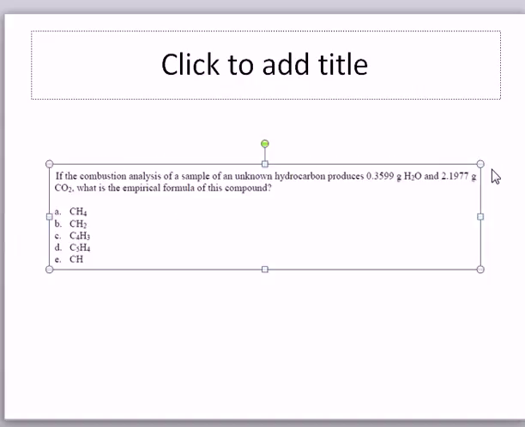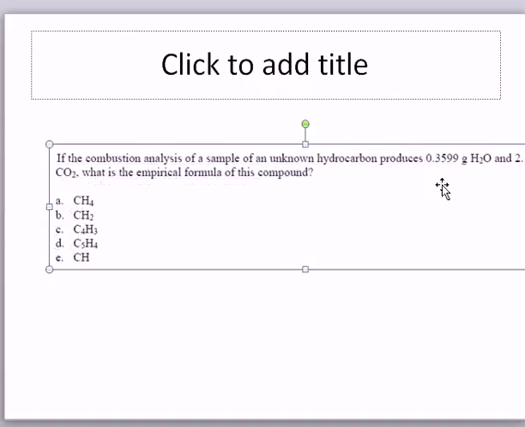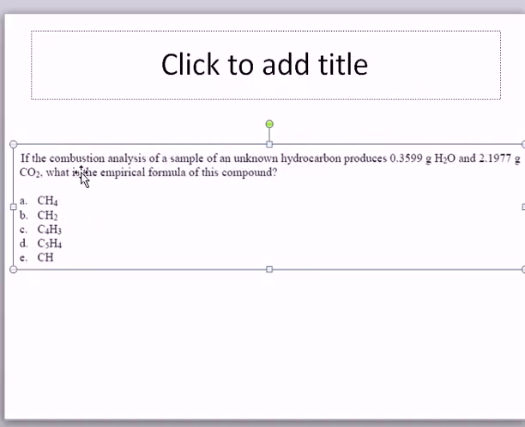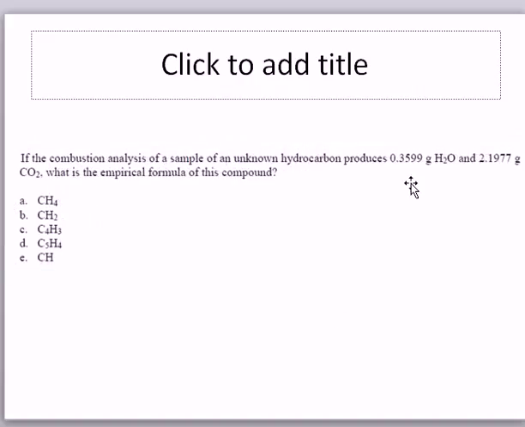Let's make this a little bigger so you can see it. Another different format here. It's a combustion analysis. Again, you're burning a hydrocarbon, so it produces water and CO2, and you want to know the empirical formula of this compound. Now this is another level because you're trying to figure it out. But here's the key: the amount of carbon in this hydrocarbon will help you.